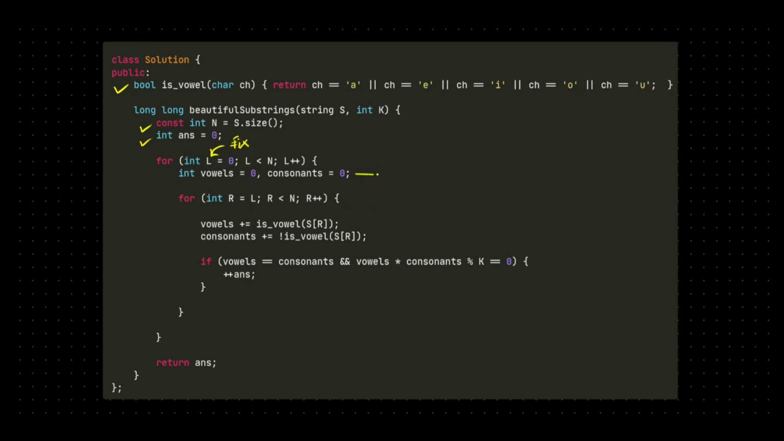Then we introduce these two counters, which would be counting the number of vowels and consonants. This is for a fixed L, and whenever we are jumping from one index to the other as the right endpoint, these two would be updated accordingly.